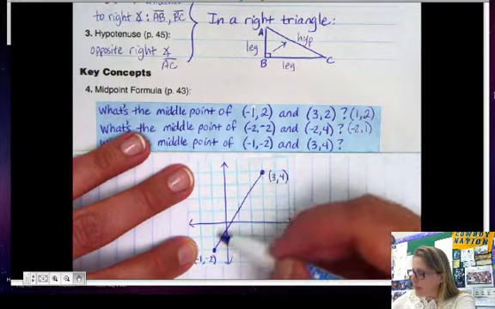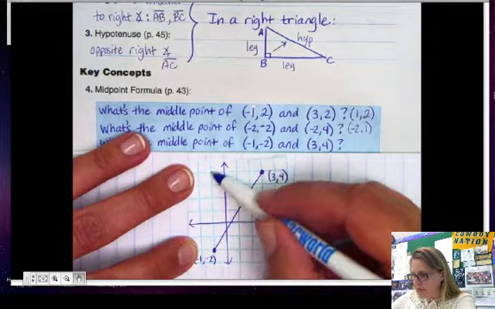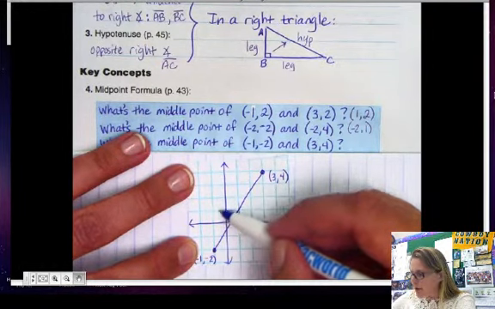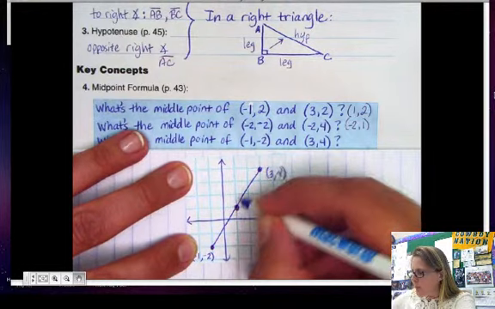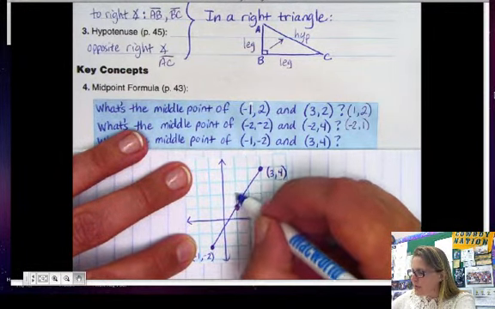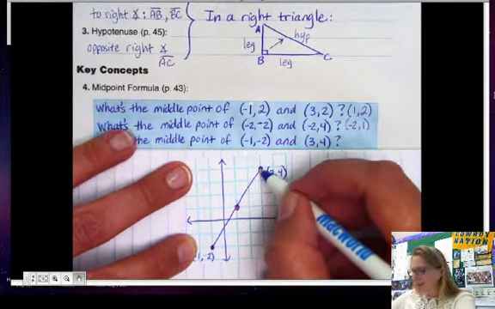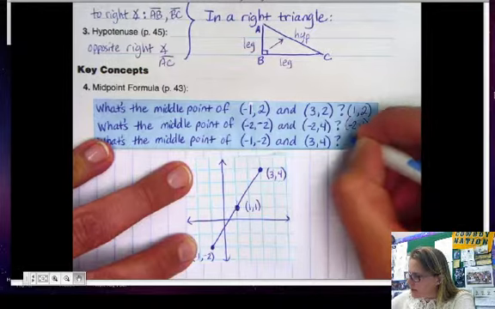Ooh, okay. If we go up 1, 2, 3, because remember it was 6, so we're going to go up 3. And if we go over 2, because it was 4, I wonder if that's it. So let's see. 1, 2, 3, 1, 2. Yay, we found it. Awesome. So this is 1, 1.